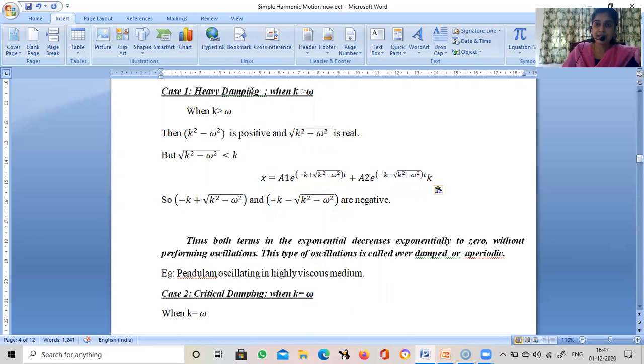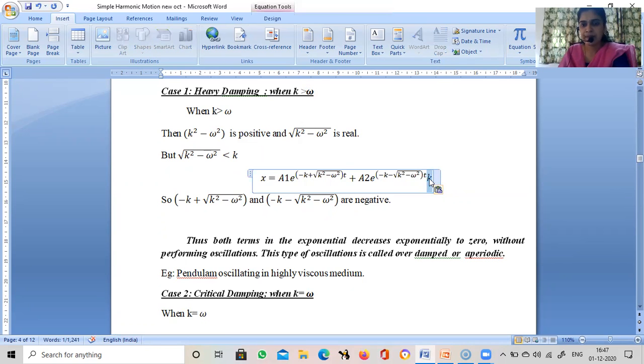Case 1, heavy damping condition or over-damped condition, when k is greater than omega. In the general solution, we have x is equal to a1 e raised to minus k plus root of k square minus omega square into t, plus a2 e raised to minus k minus root of k square minus omega square into t.